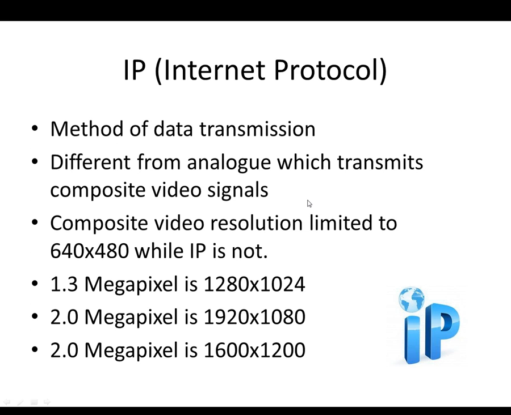IP stands for Internet Protocol. It's a method of data transmission. It's different from analog signals, which transmit composite video signals. The difference between composite and our data is the composite video resolution is limited to 640 by 480, while IP is not. A typical 1.3 megapixel resolution is 1280 by 1024. In 2 megapixels, it can either be 1920 by 1080 or 1600 by 1200.